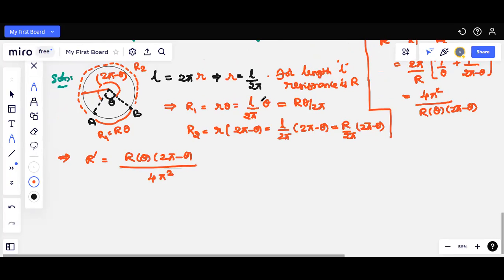Is there any mistake in this? Once you check, any mistake is there? No. Any remaining word? No mistake. Yeah, okay, good. Correct only. Thank you.